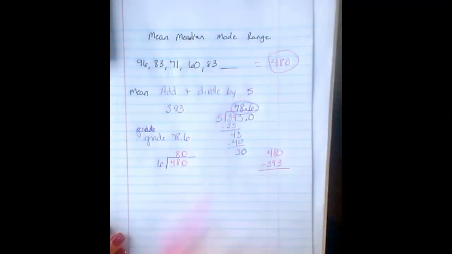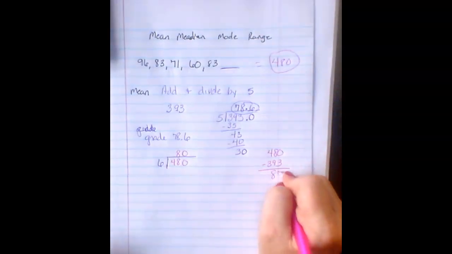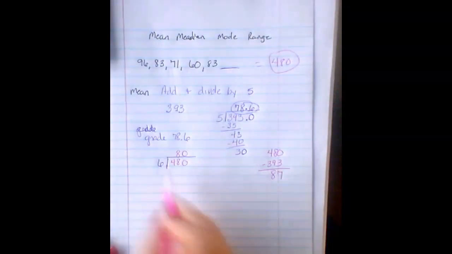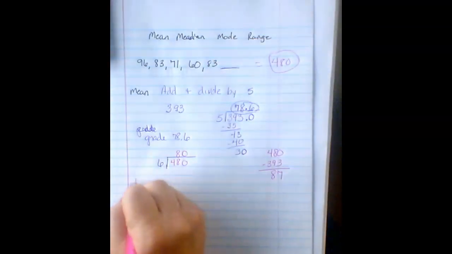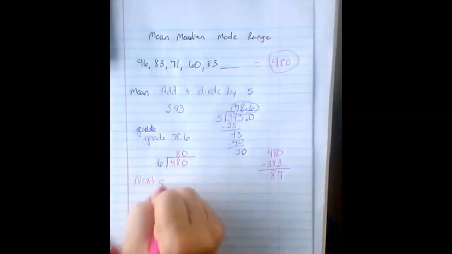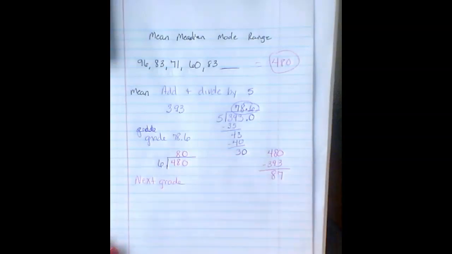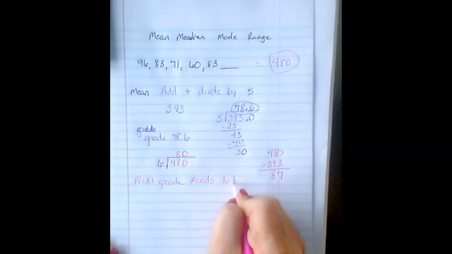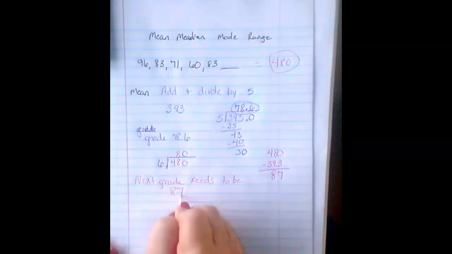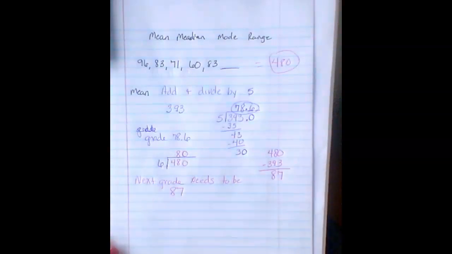So how much more do I need? 480 minus 393 equals 87. So my next grade needs to be an 87. So I can have an 80.